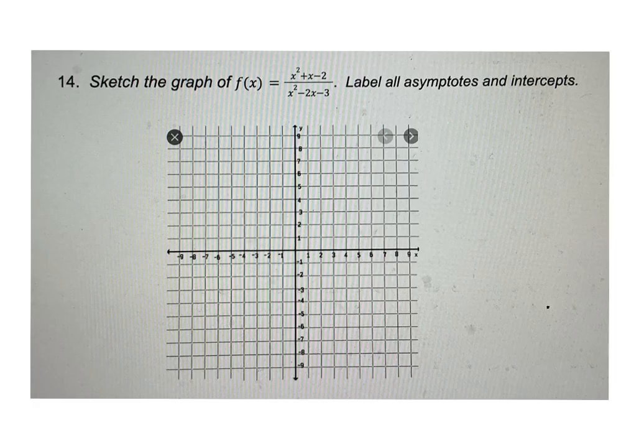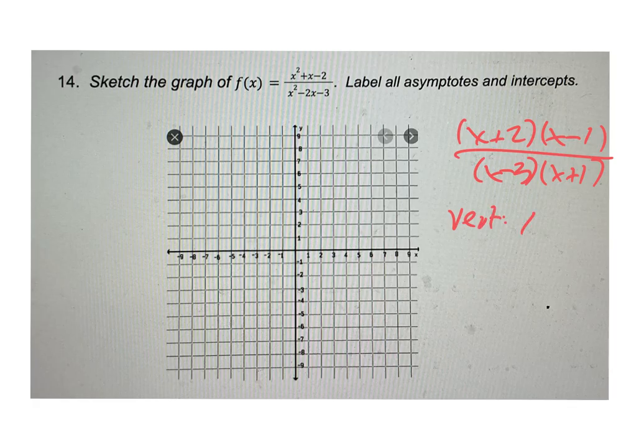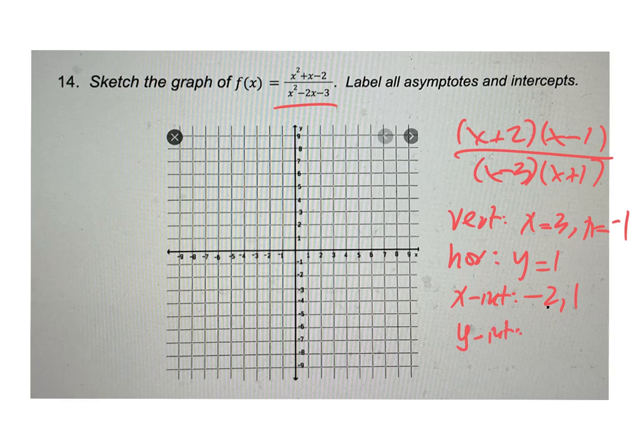All right, guys, a big graph here. Let's factor the top. It'd be x plus 2, x minus 1. Let's factor the bottom, x minus 3, x plus 1. Now I can find my stuff. My vertical asymptotes are whatever makes the bottom 0: x equals 3, x equals -1. My horizontal, I'm looking back to the original up here. It's leading over leading because the degree is the same, so it's just y equals 1. The x-intercepts are whatever makes the numerator 0: -2 and 1. The y-intercept, let's cover up all the x's. That leaves 2/3.